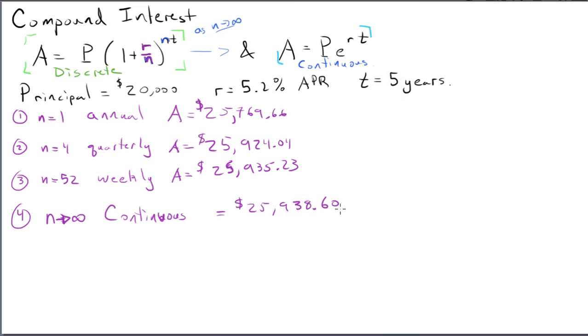The difference is only $38.60 from weekly, and again, the difference isn't as large. The difference between annual and continuous is pretty large, but the difference between, say, weekly and continuous isn't, because this behaves asymptotically. Okay, that's it for our introduction to compound interest.